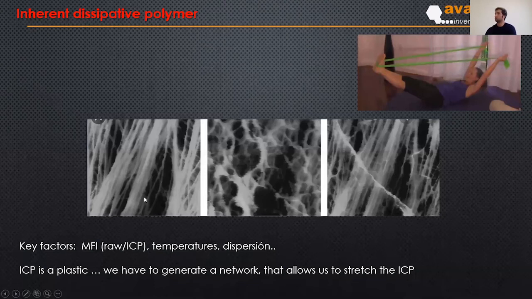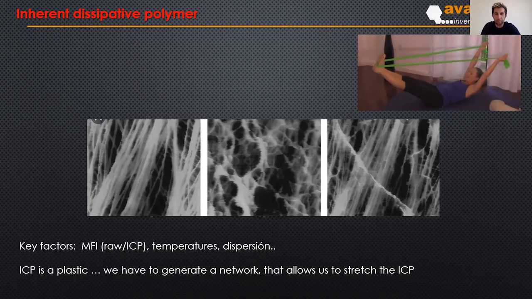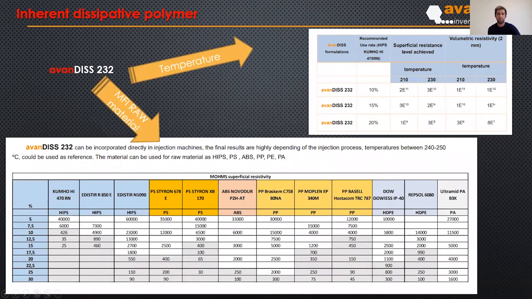How we generate this filament depends too much on different points, like, for example, temperature. Temperature is too important. The MFI of the raw material. How you make the dispersion. It is complicated to say exactly which is best, because in function of the raw material, everything can change. For example, here we saw 2 experiments working with inherent dissipative polymer with one of our products, Avanzare 232, focusing on temperature or on the material.